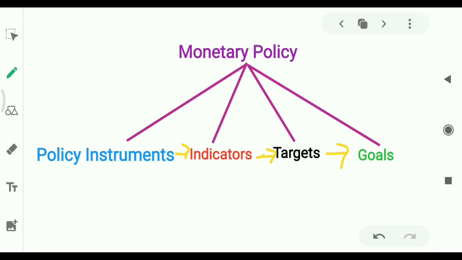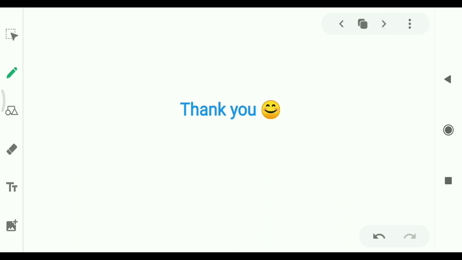The first one, that is the policy instruments, is what we discussed just now. And the remaining elements like indicators, targets, and goals, I'll brief in the next video, because so much information will create knowledge overload. So let's see all these concepts in the next video, and I hope you all understood these concepts.